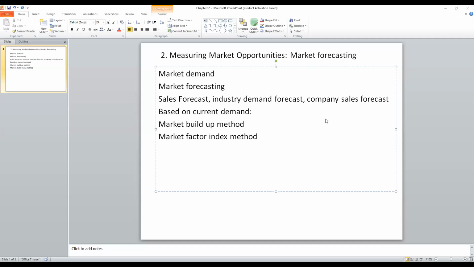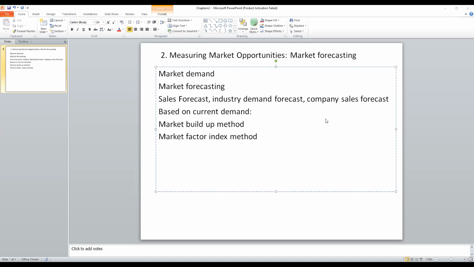Now, we start with the next important part, that is the first chapter. It was the overview, in totality, of how the marketing strategies are framed. Now the next part is measuring market opportunities. In the previous chapter we had that point of market opportunities. So here, market forecasting is one of the very important aspects of tapping the markets or channelizing the market opportunities.